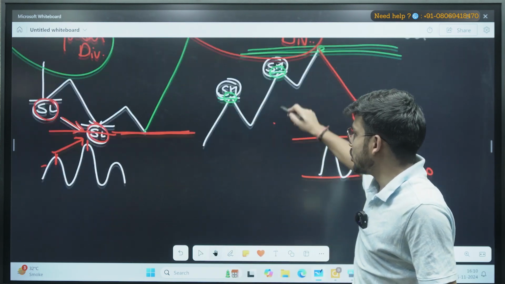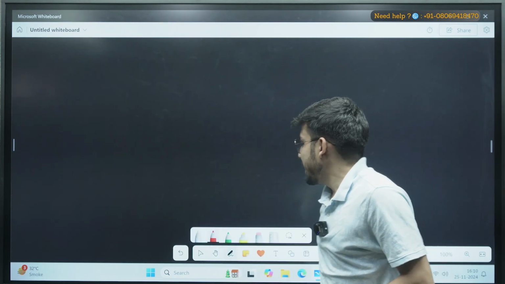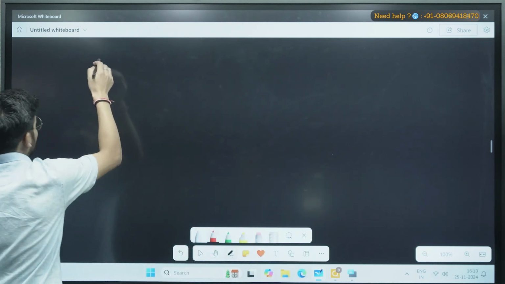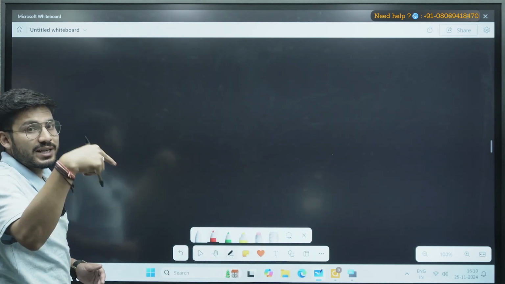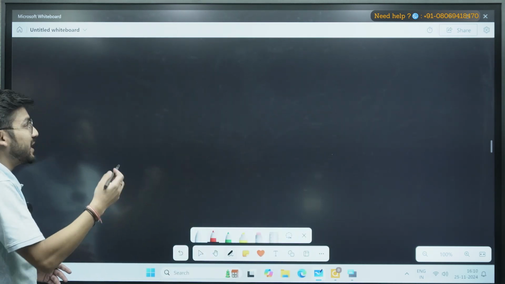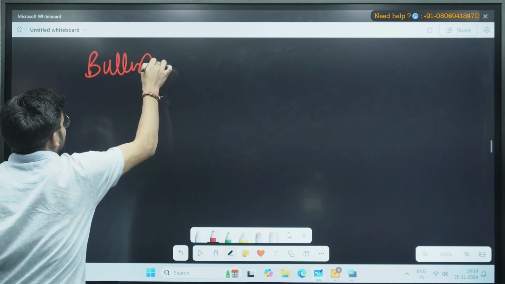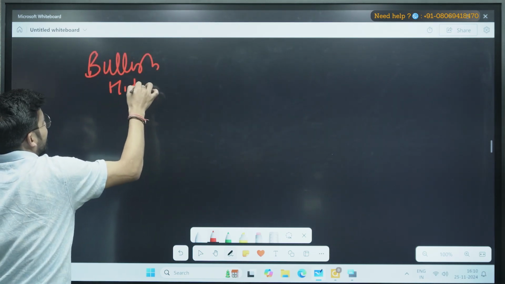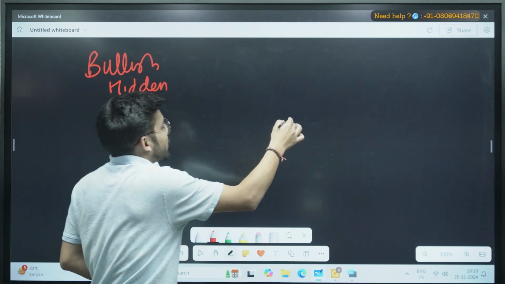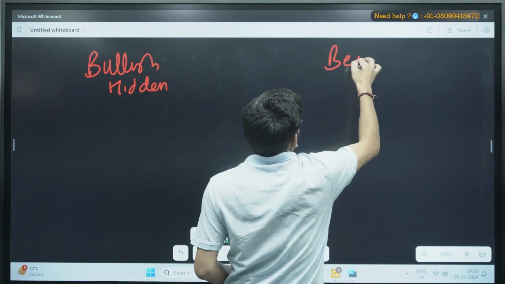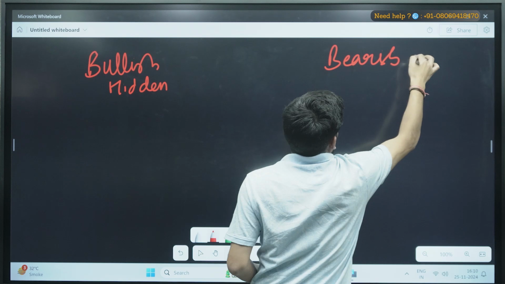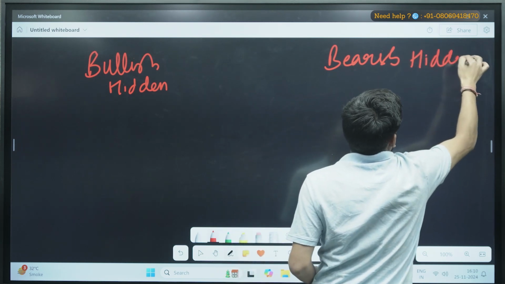Okay, so now we will talk about the hidden. In hidden divergence, we are talking about trend continuation, like the trend will still continue in the same direction. First of all, we will talk about bullish hidden, and the second one will be the bearish hidden divergence, right?